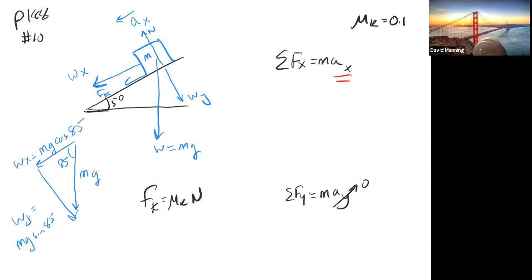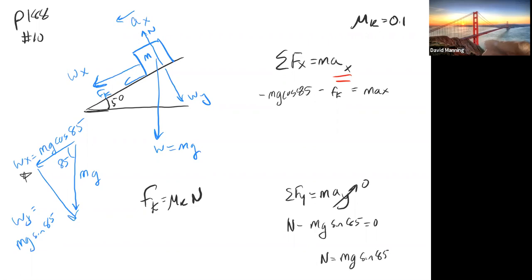So let's start up here with our x equation. We have negative Wx. I'm just going to go right into what I found it to be in the picture over here. Negative mg cosine of 85 minus Fk equals max. All right, we've got to find Fk. What is Fk? What you're going to find out is we need to find n before we find Fk. So n minus mg sine of 85 equals 0. N equals mg sine of 85.